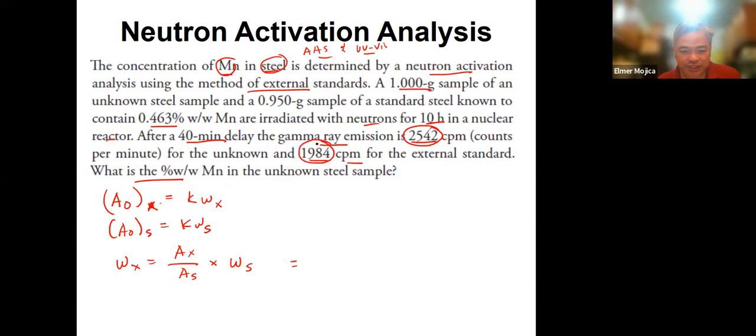So 2542 over 1984. So how do we use that? Maybe before we do that, we go first with the weight, right? So the WX, the weight, is 0.463 per gram of steel. And then you multiply it by how many grams our steel is overall, the standard steel. Okay? So you have 0.950.